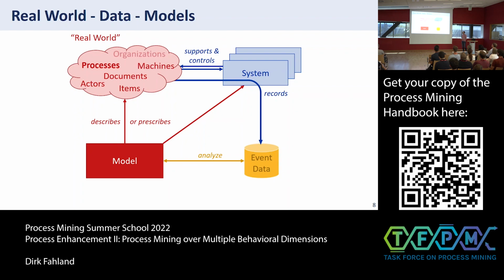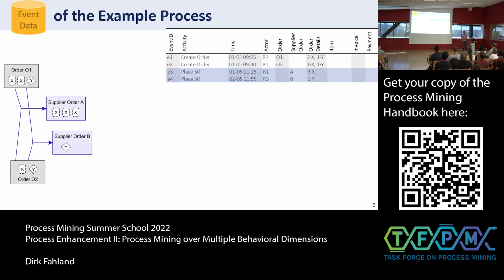We have processes, we have actors, we have documents like orders, supplier orders, invoices. We have items that arrive. There's an entire organization behind it. Maybe there's even machines. So reality is complex. Now, what does the event data look like that comes out of such a real-world process with this complexity?